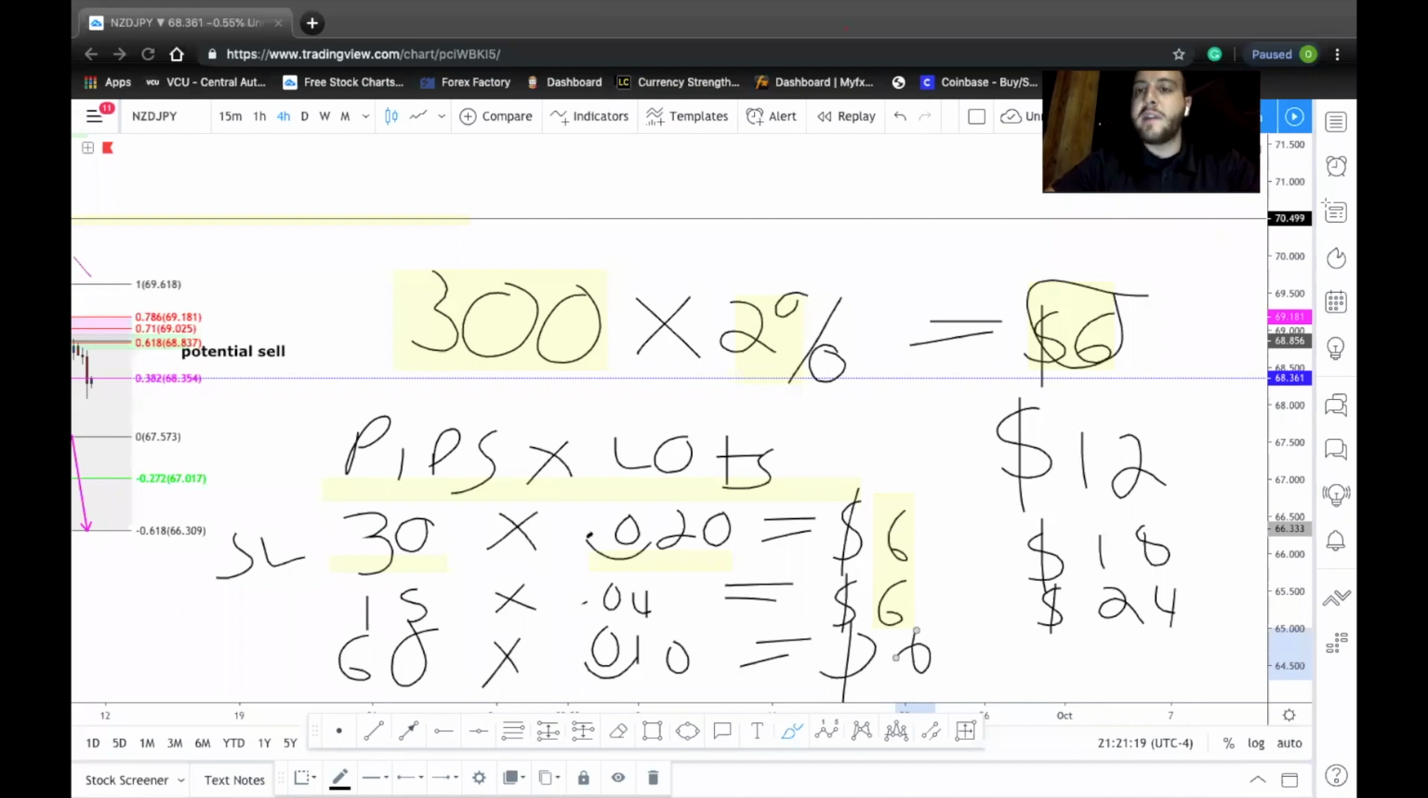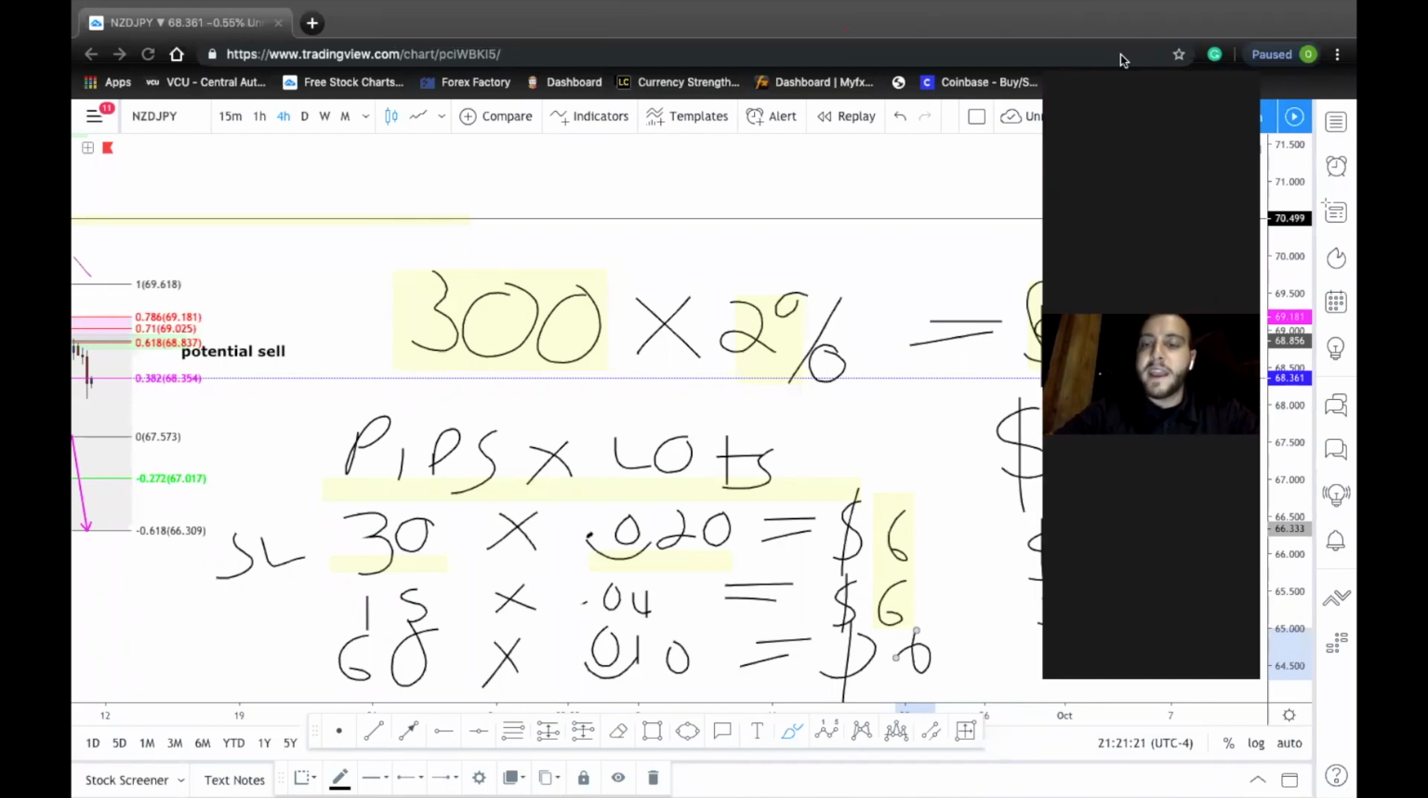Now you guys are asking, do I have to do this for every single trade? Guys, this is your money on the line. If you're not going to do this when your money's on the line, when are you going to pay some attention? All it takes is maybe 15 seconds. You just multiply the amount of pips by the lot size.